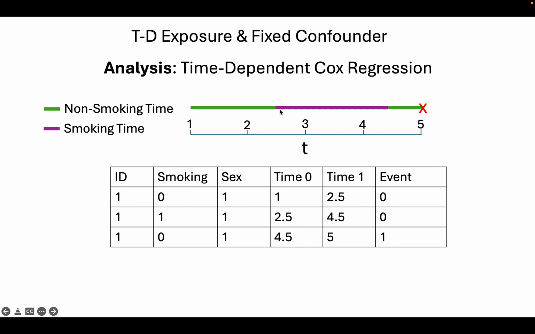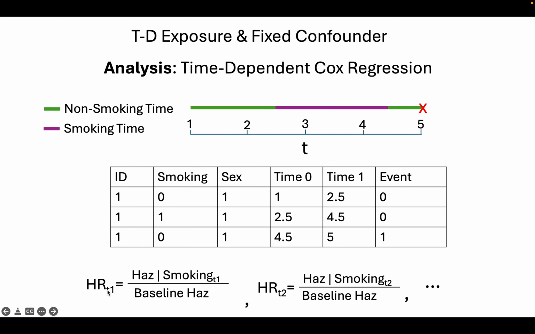This next period, it went right from time 2.5 to time 4.5. Again, no event, and here smoking was positive. And in this final time period, they were smoking negative, went from time 4.5 to 5, and they had the event. That's basically what the data would look like when you're feeding it into the time-dependent Cox regression.